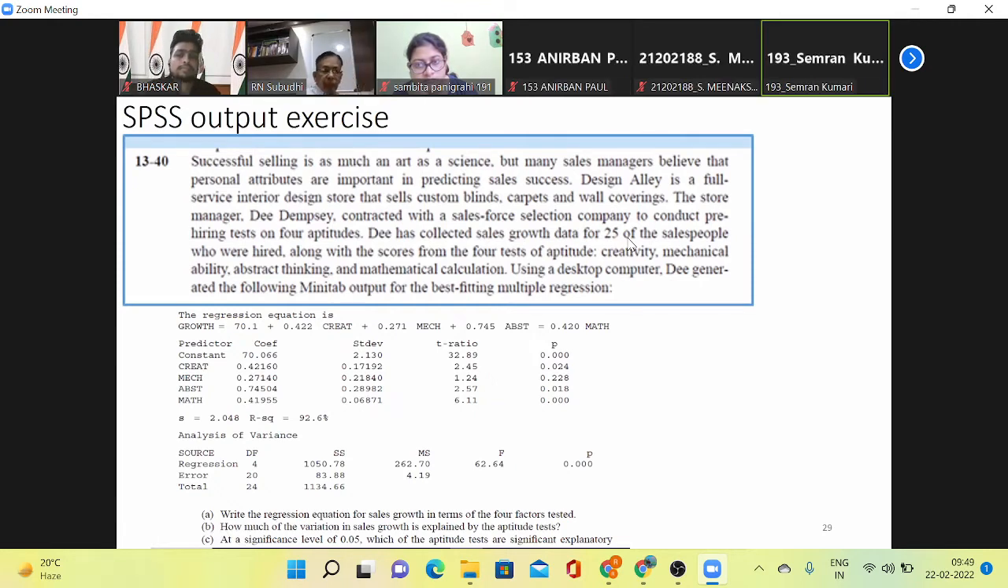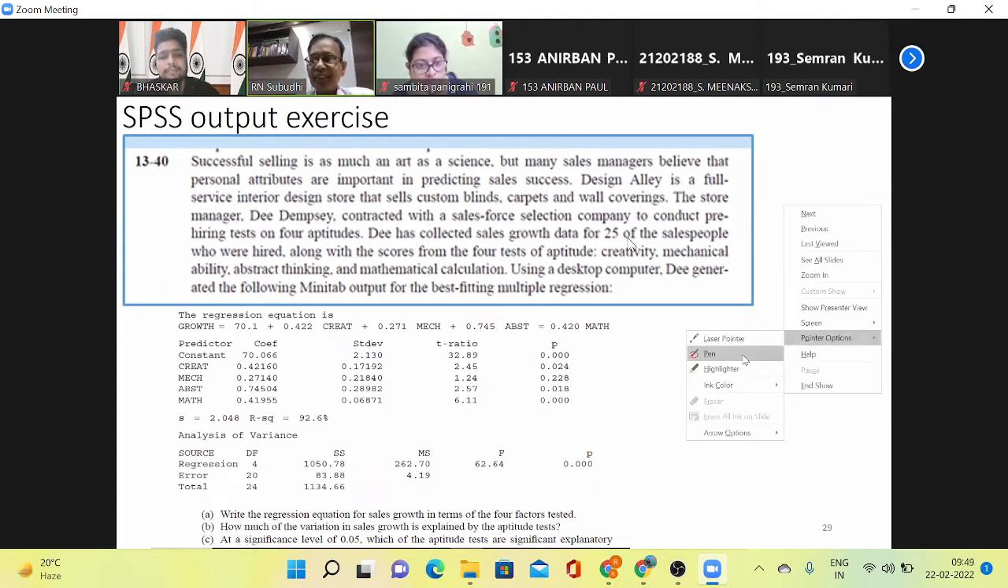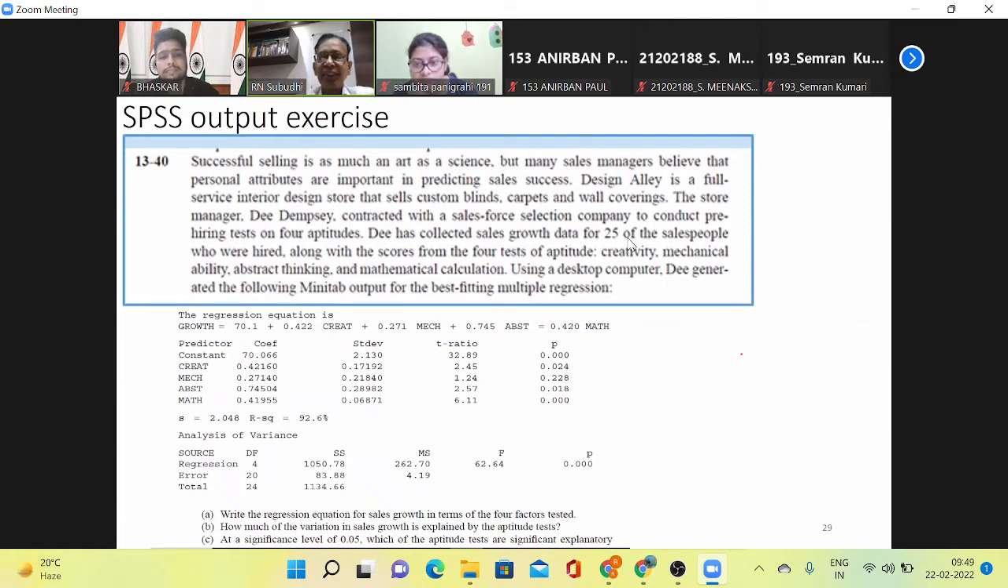Sir, in the regression equation, there should be a plus sign, no? Yes. Thank you. You got it properly. I was about to tell you. Now, what I'm suggesting is that this line will not be there. Somebody has correctly pointed out. Thank you. Who has pointed out?